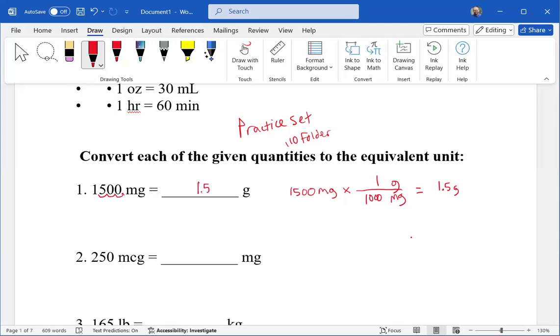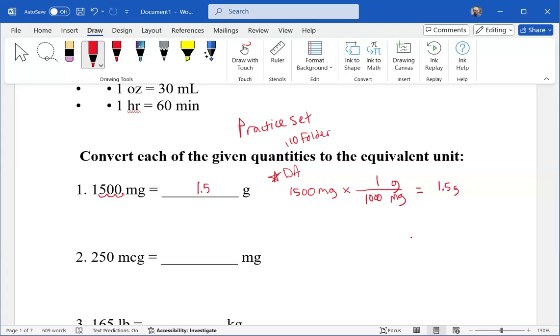Okay. Again, I think if you practice using dimensional analysis, it will help you out down the road. And then the only way you're going to get good at it is by practicing.